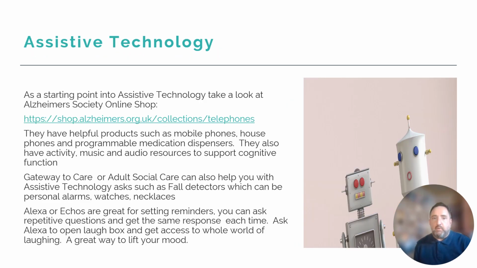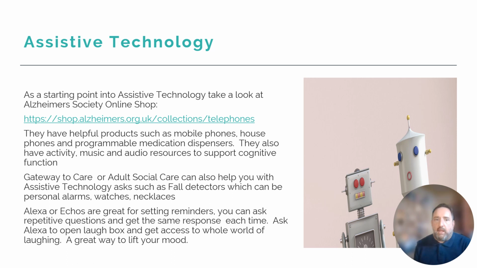Assistive technology, really quite useful. And again, a lot of you already probably have assistive technology in the home but don't realize it. As a starting point into assistive technology, it's worth taking a look at the Alzheimer's Society online shop. They have useful products such as mobile phones, house phones, and programmable medication dispensers. And they also have activity, music, and audio resources to support cognitive function.